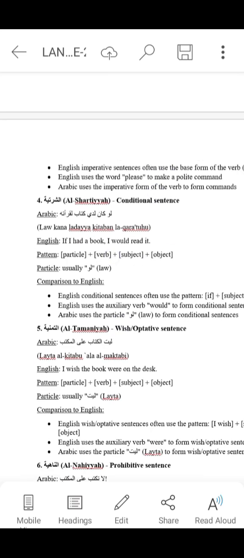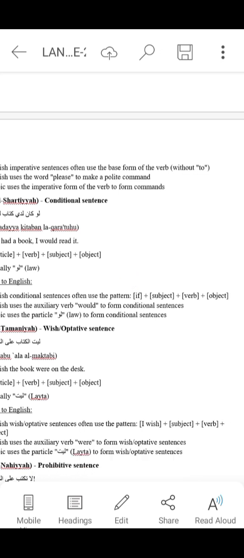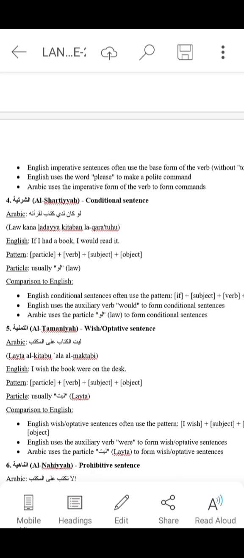If we compare this with English, conditional sentences mostly follow the pattern if, then subject, then verb, and then object. So in English, we use the auxiliary verb, mostly would, to form conditional sentences. In Arabic, we use the word low to form conditional sentences.